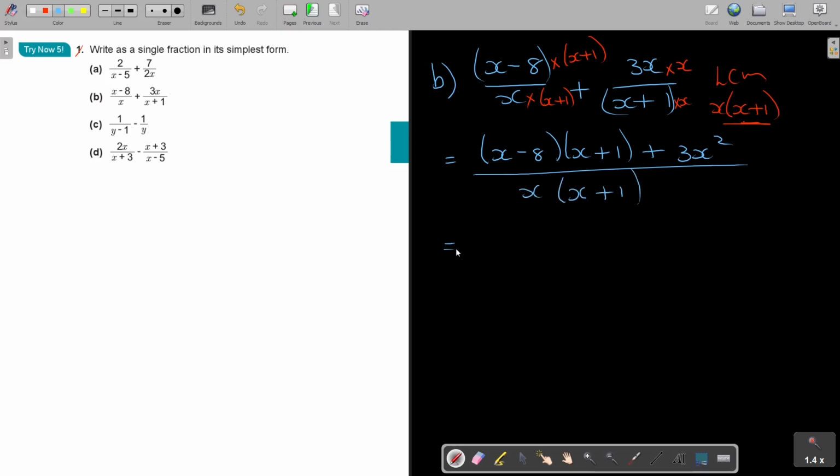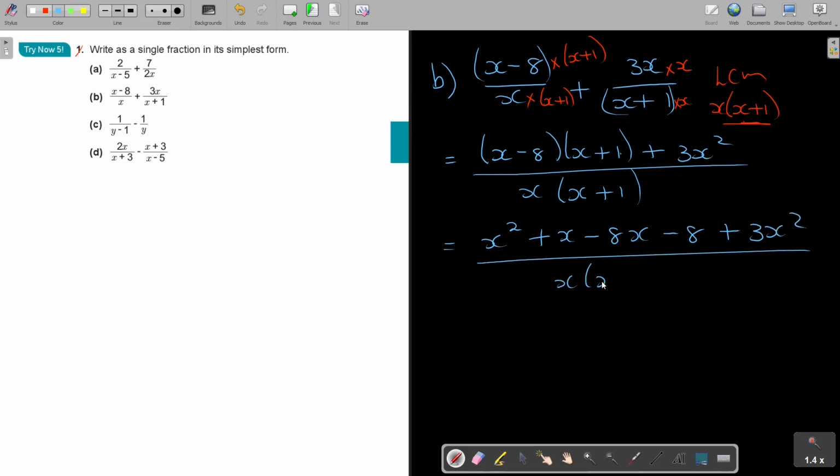And then I start simplifying. So I multiply this bracket out: x squared plus x minus 8x minus 8 plus 3x squared over x plus 1. And then I'm going to say x squared plus 3x squared. That is going to give me 4x squared.